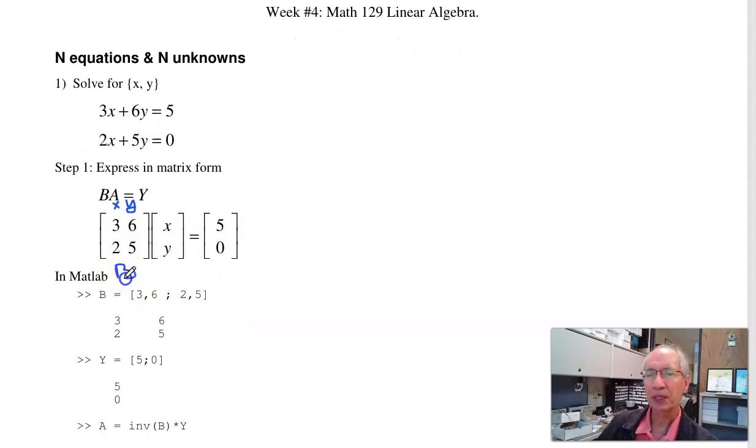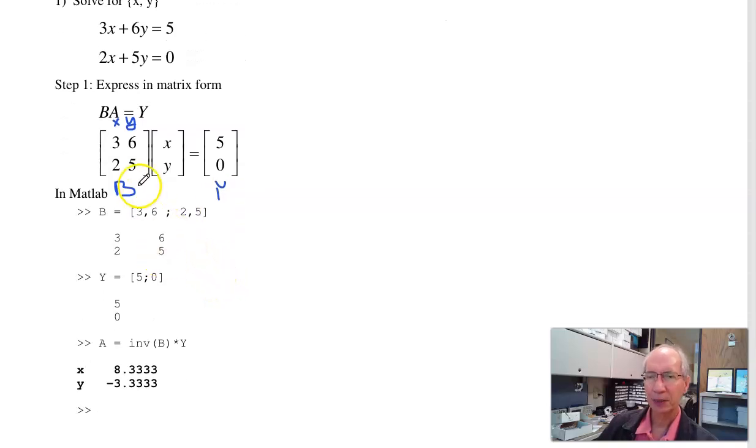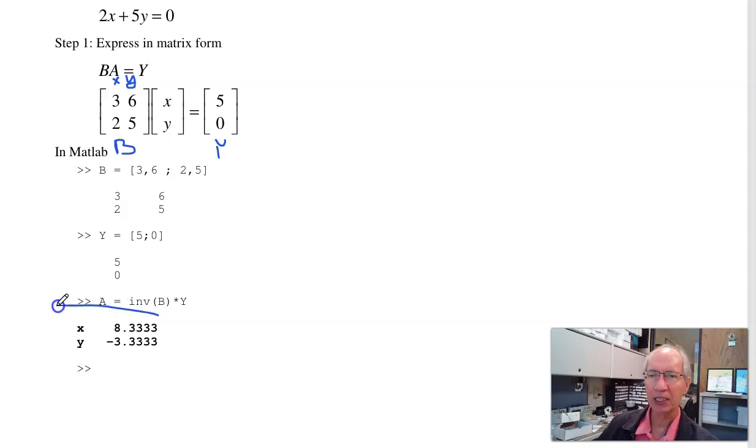Second equation, 2 times x plus 5 times y is 10. Treated as matrix B, this is y. I could then solve. My answer is inverse of B times y. So trying it, here's my B matrix: 3, 6, next row, 2, 5, and the Y matrix. Inverse of B times y. There's my answer. Two equations, two unknowns.